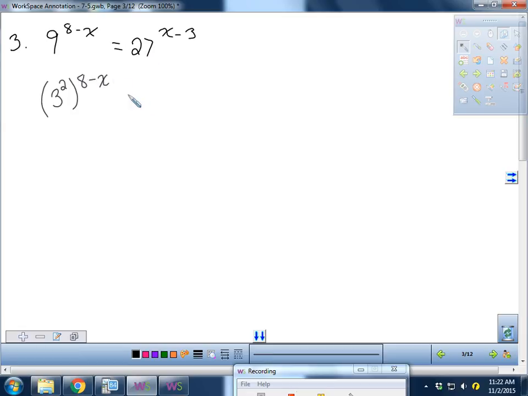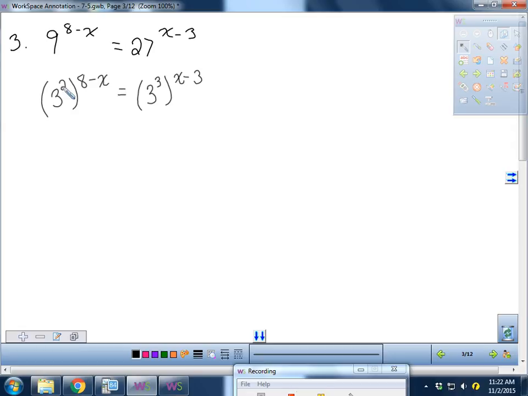And then I've got 27 I could write with a base of 3 as well. That's the same thing as 3 to the third power. And then I have it raised to the x minus 3 on the outside here. So all I've done is I've rewritten 9 as 3 to the second, and I've rewritten 27 as 3 to the third. So since I have a power and another power, we need to multiply those.